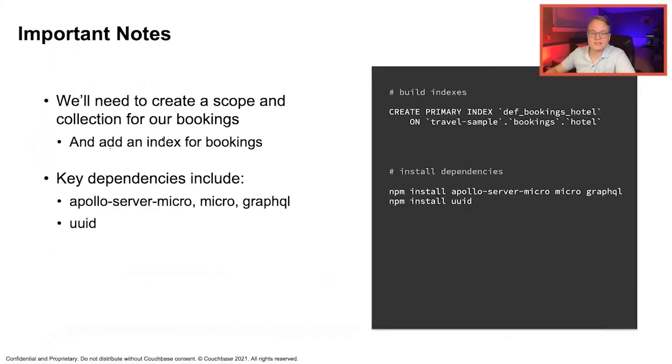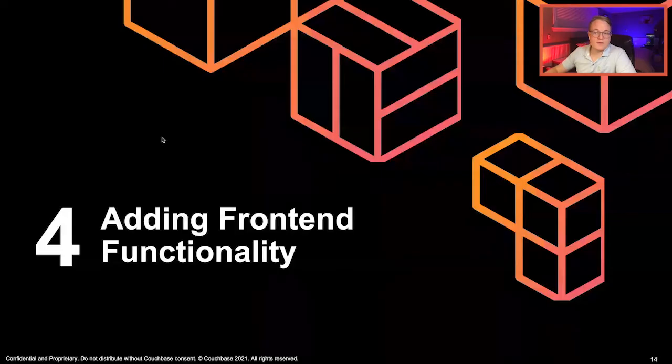Some key dependencies that we'll use in our application include Apollo Server Micro itself, and GraphQL. And we've also used UUID to generate unique identifiers for booking documents. So now that we've covered the backend, let's take a look at how we can add some front-end functionality.